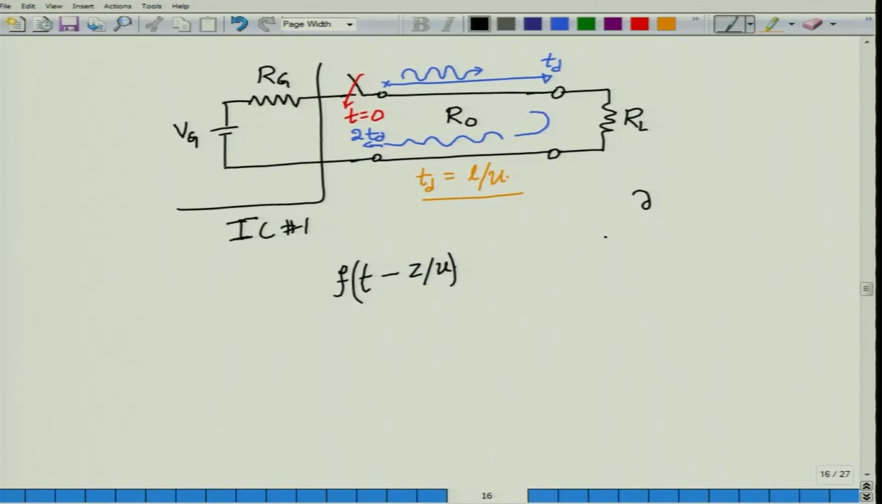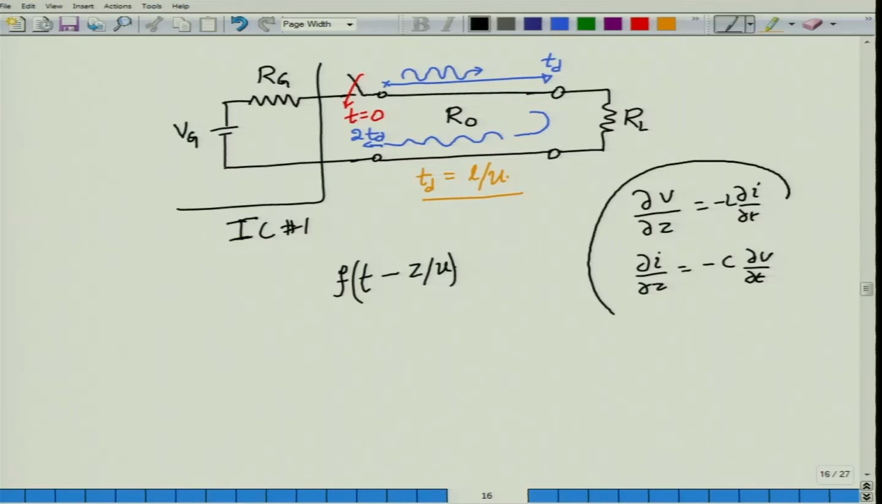If you remember, for the lossless case, del v by del z is equal to minus L del I by del t, and similarly del I by del z was equal to minus C del v by del t, correct. So these are the time domain equations, and any function of the form f of t minus z by u or g of t plus z by u will satisfy these two sets of equations. Therefore, these are the solutions.